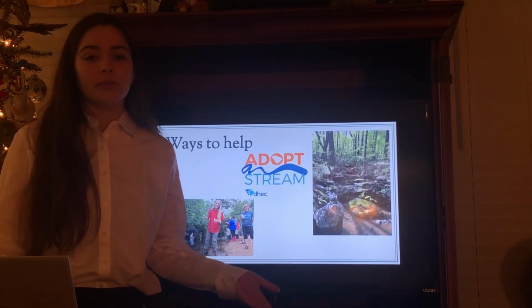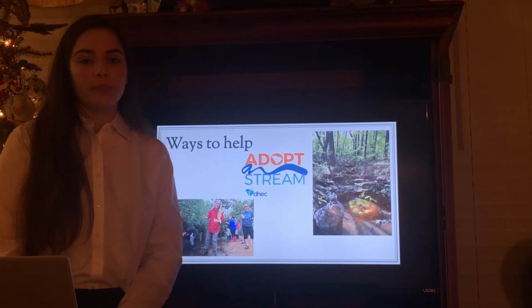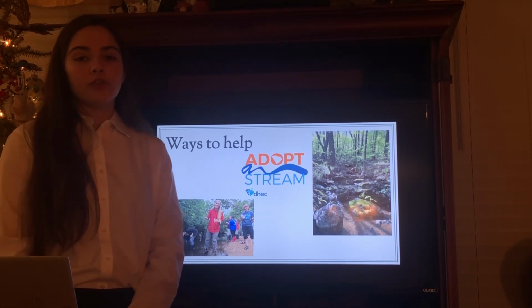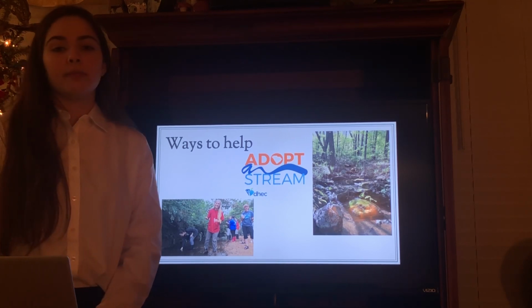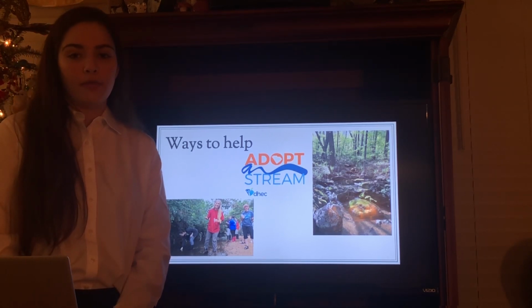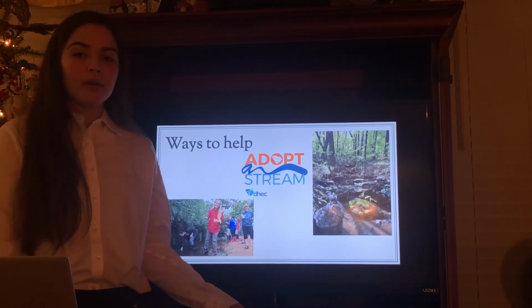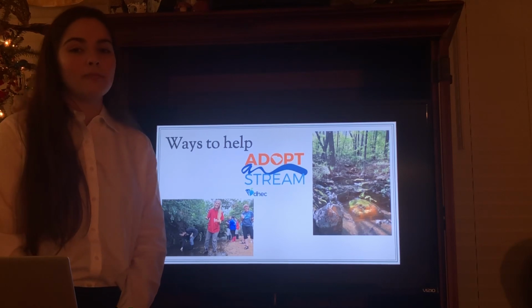So, how can we help these mayflies? A way to help mayflies is the Adopt a Stream program. This is a wonderful program in South Carolina that monitors stream and river conditions. Ways that they monitor them are monitoring pH levels as well as other chemical levels in streams, as well as looking at the macroinvertebrate species in streams. These macroinvertebrates even include mayfly nymphs.